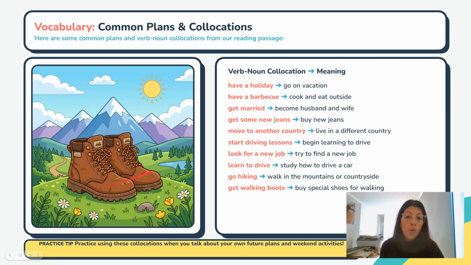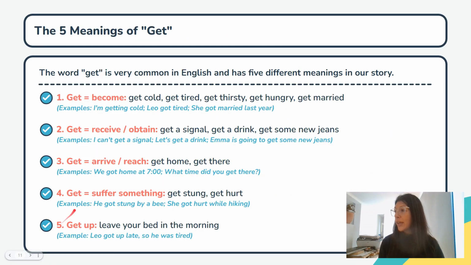Now you can go on and practice the vocabulary. Today we're going to work with common future plans that you can use in your speaking activities, and some collocations with get. Because get is a complicated verb in English. It can mean many things depending on the context. So we have here 5 meanings of get. So you can go to the next activity, read about the collocations and future plans, and practice.